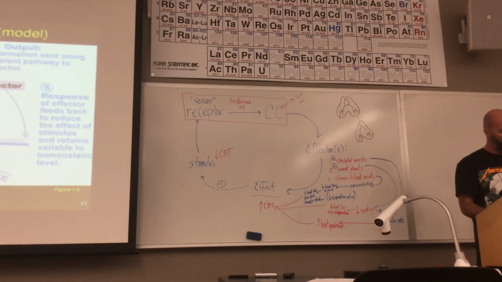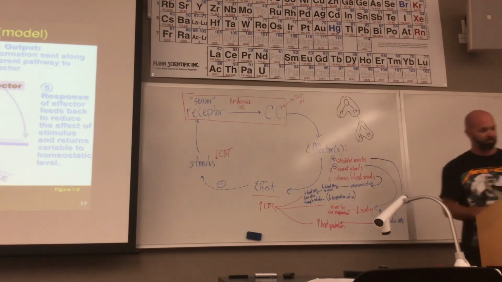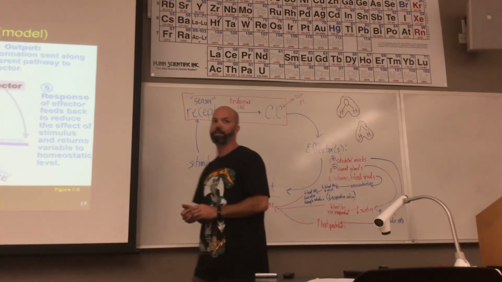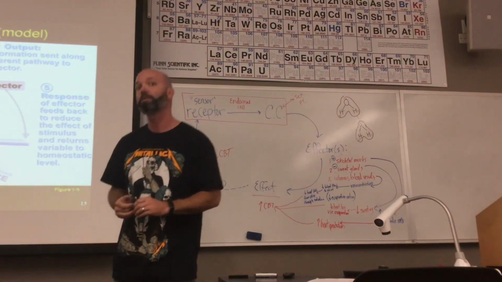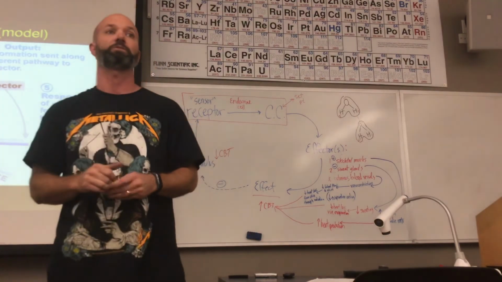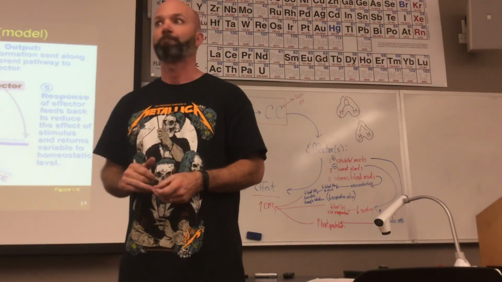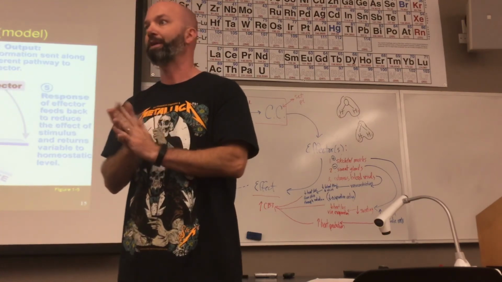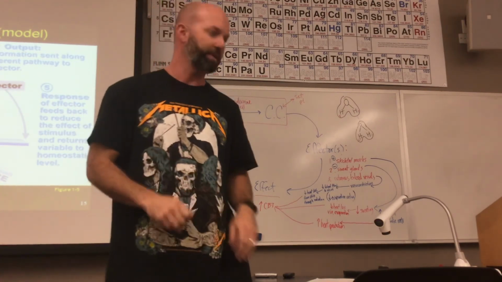Give me some homeostatically regulated variables. Blood pressure. Blood pressure, yes. What else? Yes, temperature, core body temp. Heart rate. Most of them can start with blood. Heart rate. Do we have receptors for heart rate?